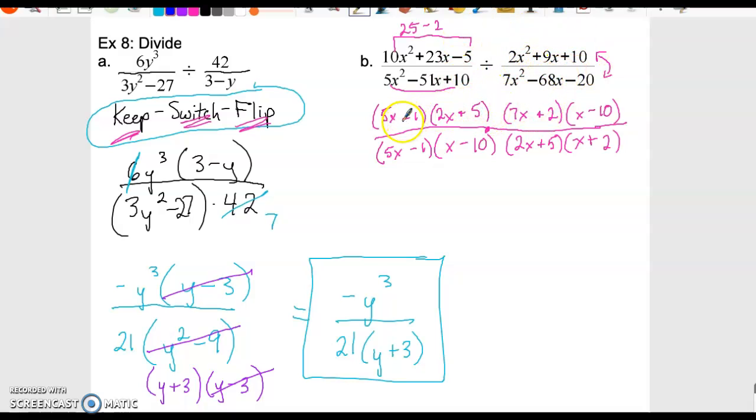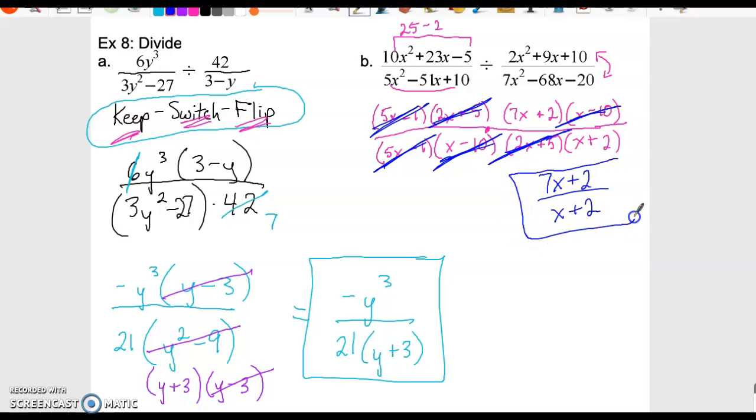And then the whole premise is to identify that there's a 5x minus 1 on top and bottom. There's a 2x plus 5 on top and bottom. There's an x minus 10 on top and bottom. So your final answer is 7x plus 2 all over x plus 2. A much easier answer, a simplification. That's why we call it simplified. It's a simplified version of the original problem.